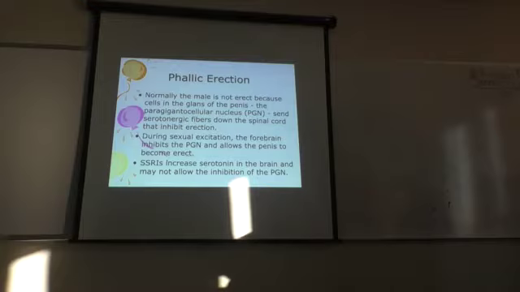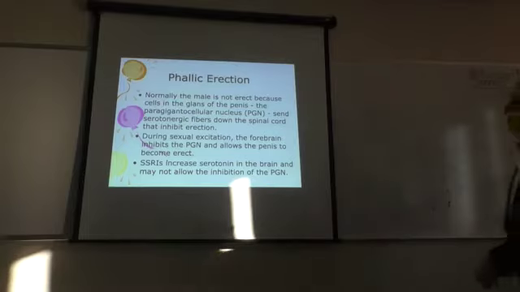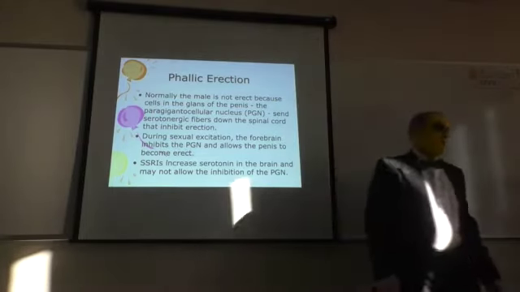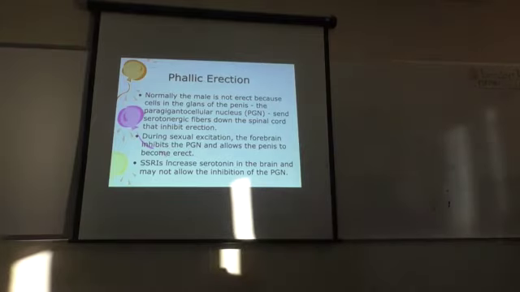Now, the reality is that it doesn't just cause an erection. It's not like you've become a dog and you've got an os penis all of a sudden. It doesn't work that way. The individual has to be sexually excited before it works. During sexual excitation, the forebrain inhibits the PGN and allows the penis to become erect. So there's as much going on in the brain as there is in the pelvic region.